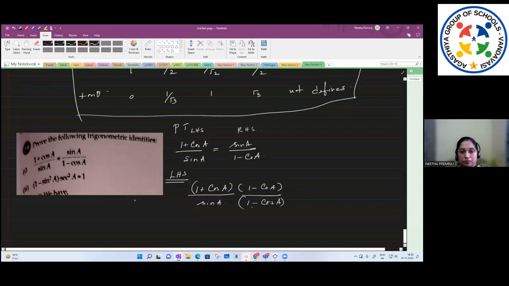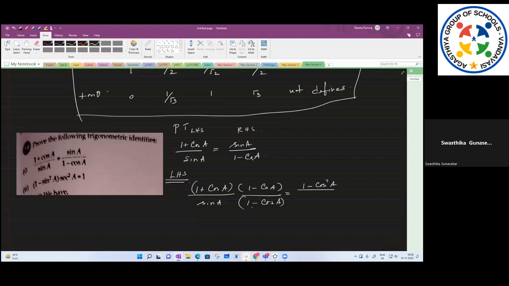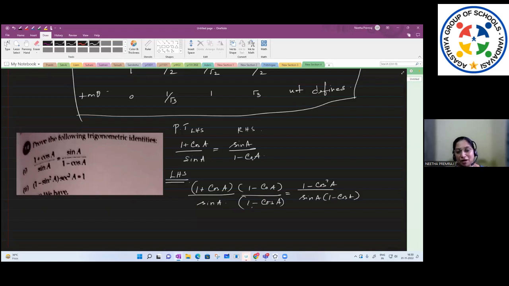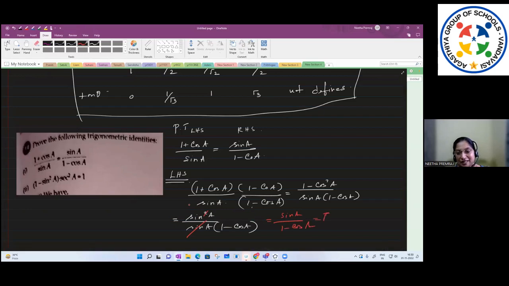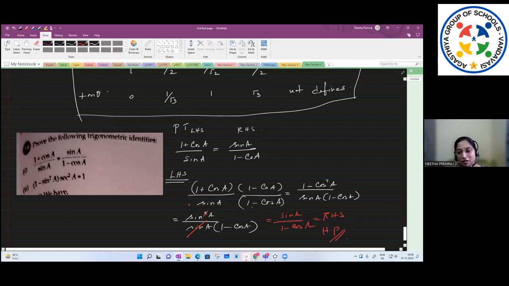What happens? It becomes (A plus B)(A minus B), that is A square minus B square, isn't it? Yes, ma'am. And then sin A times (1 minus cos A). Now 1 minus cos square A is what? It is an identity, so you can write sin square A divided by sin A times (1 minus cos A). Now you can cancel out whatever possible. What is left? Sin A by 1 minus cos A, isn't it? So that is our RHS. Hence proved. The proving sums are very, very interesting, but you need more practice.